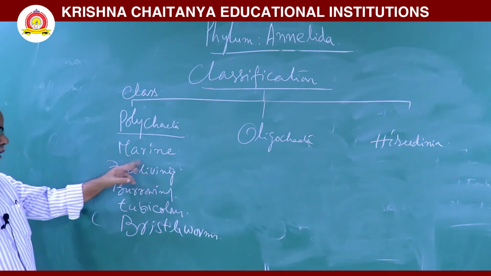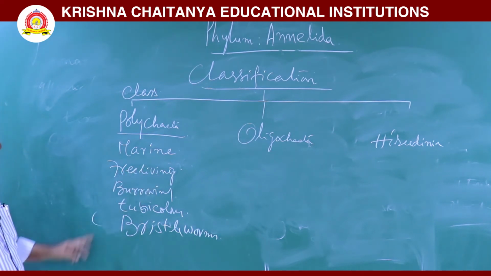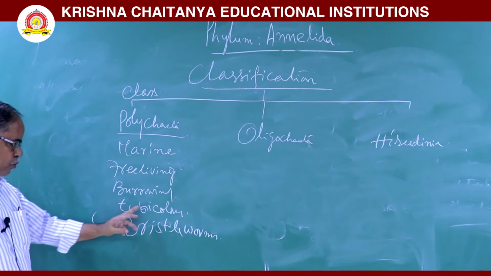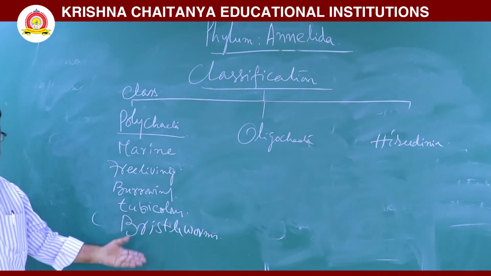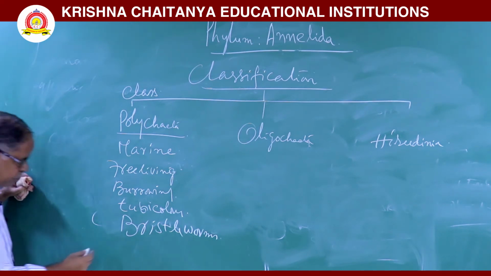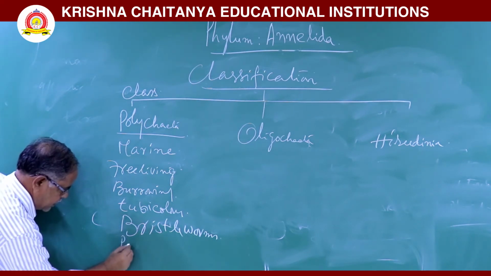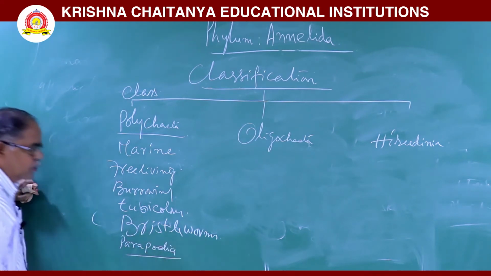They are marine animals. Some are freely swimming, some are burrowing, and some are tubicolous. Generally, they are called bristle worms. In these animals, on the lateral side of the body, in each segment, parapodia are found.